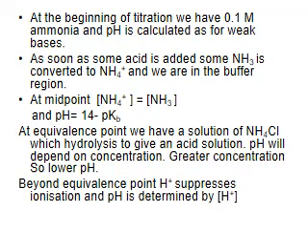Now we will summarize what we have already said in the comments on the titration curve of ammonia. At the beginning of the titration, we have 0.1 molar ammonia, and pH is calculated as for weak bases. As soon as some acid is added, some ammonia is converted to the ammonium salt, and we are now in the buffer region. At the midpoint of the buffer region, the molar concentration of ammonium salt is equal to the molar concentration of ammonia, and pH at this point is equal to 14 minus pKb.